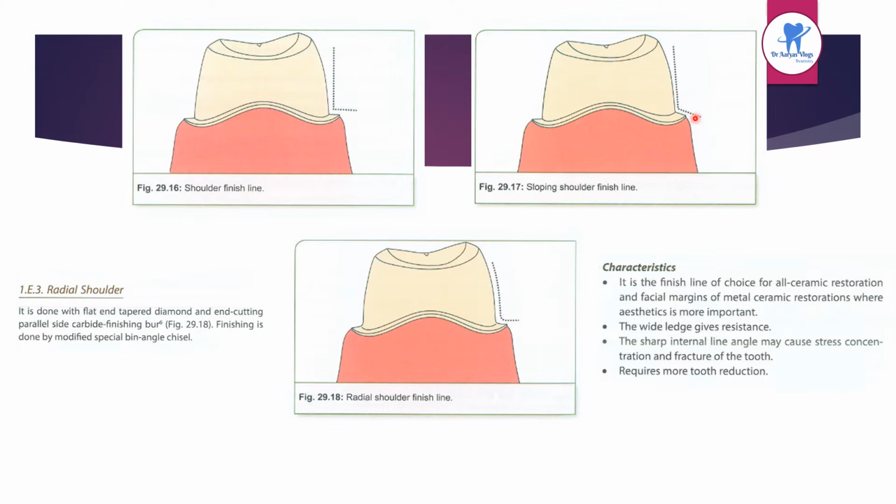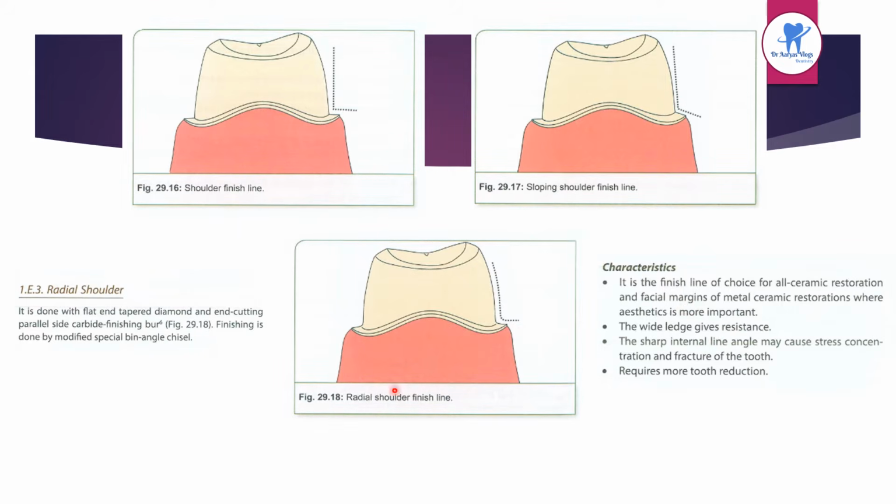Generally, the shoulder finish line is preferred for all ceramic restorations where sufficient thickness of the margin is required for structural durability. All anterior restorations are fabricated with a shoulder margin where aesthetics is the primary concern. And this is the prepared shoulder finish line. It is done with a flat and tapered diamond and an end cutting parallel side carbide finishing bur, and finishing is done with a modified Wedelstaedt chisel.